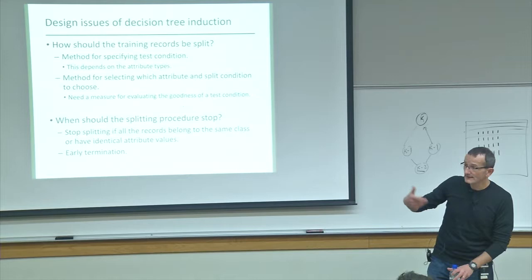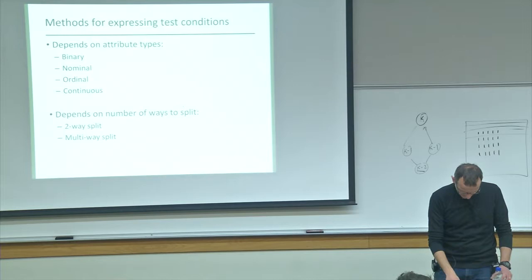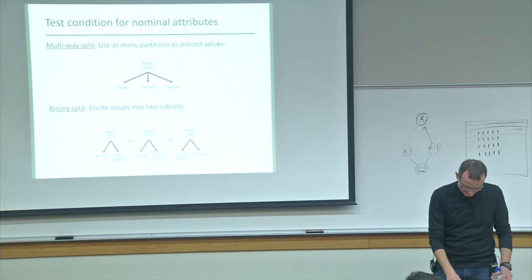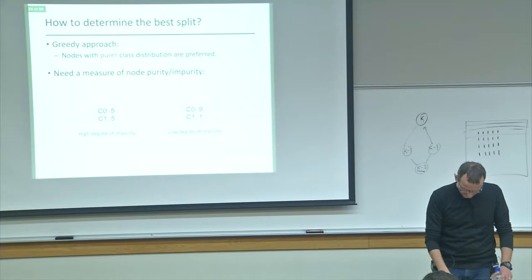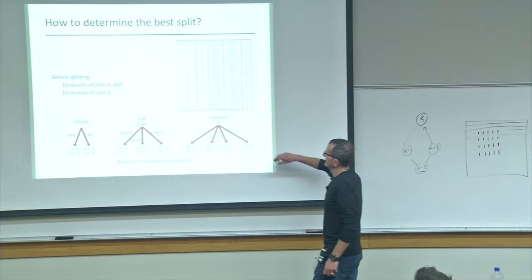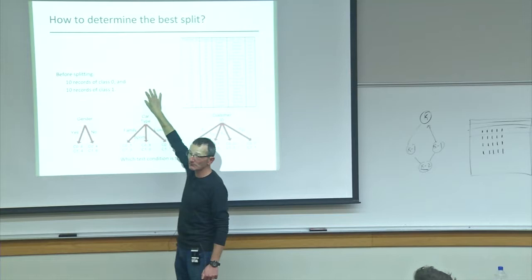So all of those things. Again, the question of multi-way versus binary splits. There are too many details that you guys want to know about. One of the issues has to do with this: if I'm trying to pick a variable, and let's say I have 10 choices, which variable should I pick?